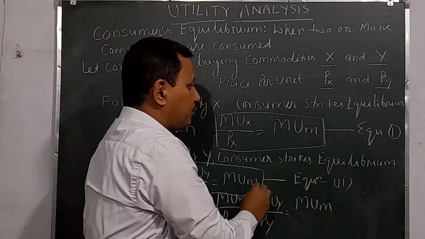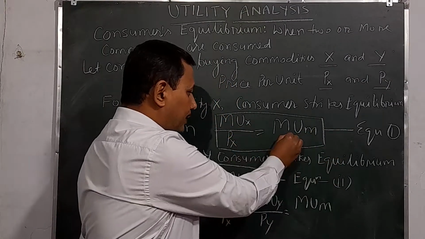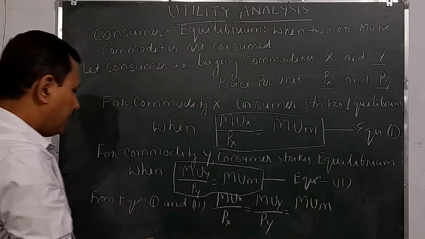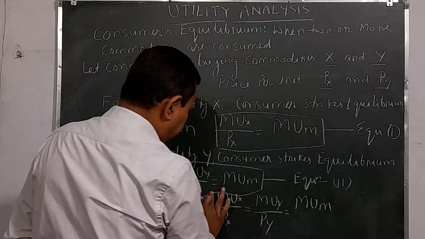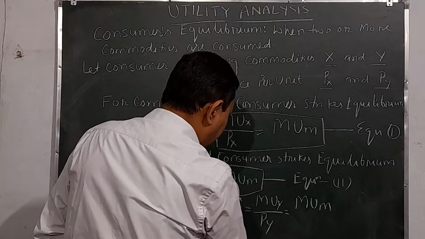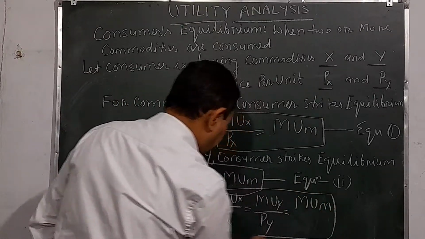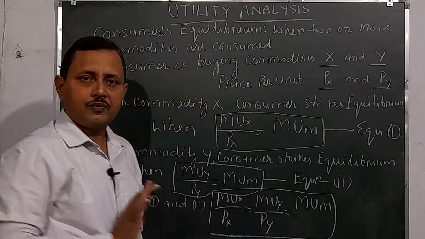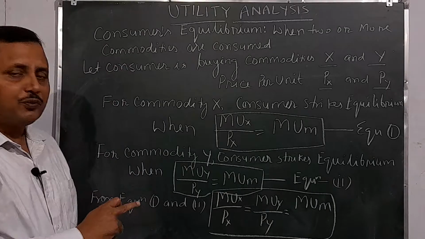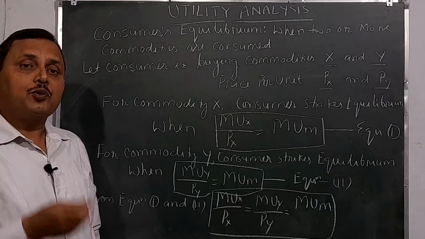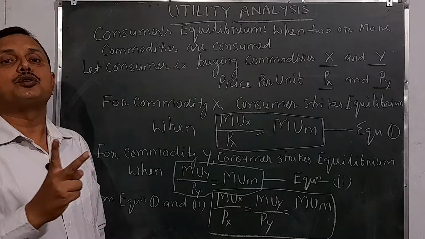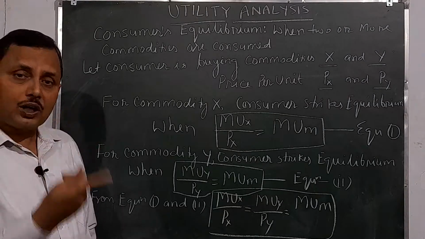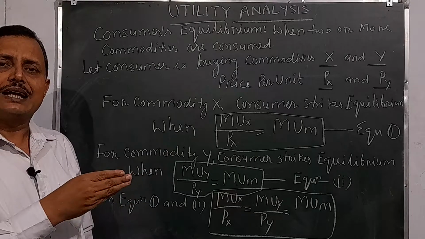From equations 1 and 2 we see MUx by Px equal to MUm, MUy by Py equal to MUm. So from both equations we get one equation: MUx by Px equal to MUy by Py equal to MUm. Clear? So this is the condition for consumer's equilibrium when the consumer is consuming two or more than two commodities. When the consumer is consuming more commodities, the same condition can be generalized.